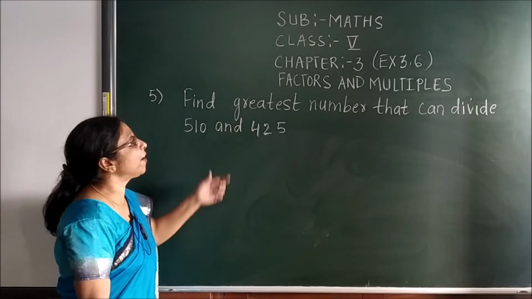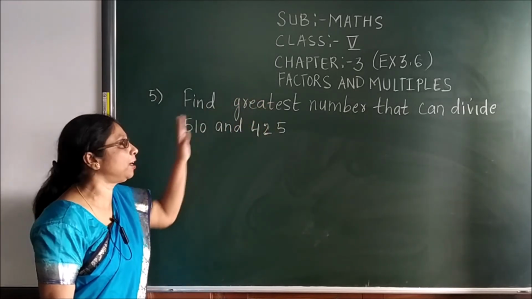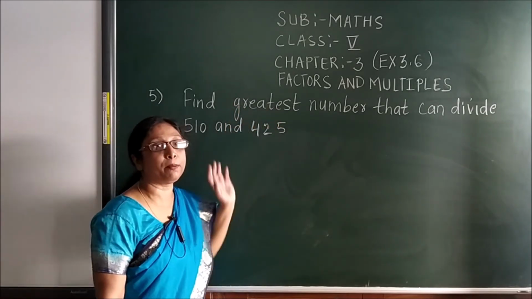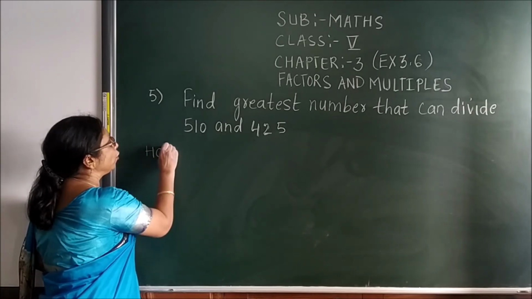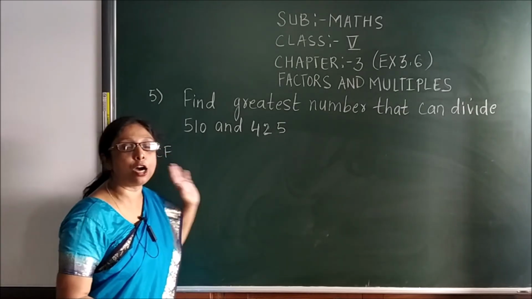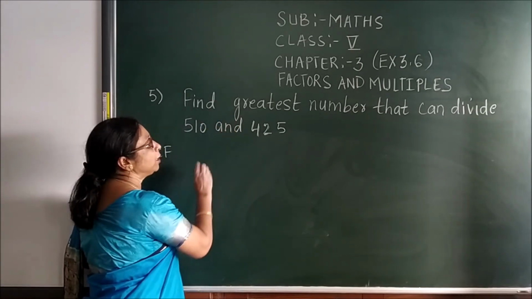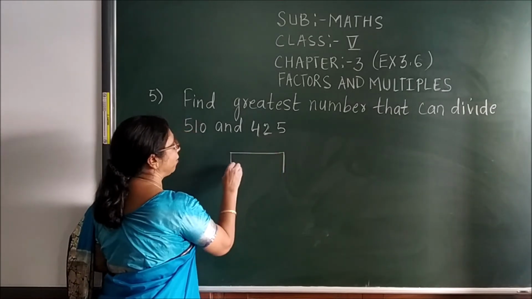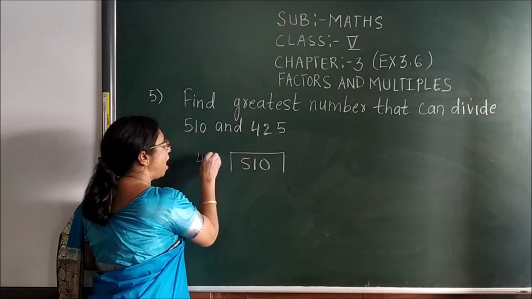Now your word "greatest" is written, children. Greatest means HCF. Directly you can see what it represents. Greatest number means you have to find the HCF. When you have to carry out HCF in a word problem, you will use only the long division method. Okay? So what is the long division method? In the long division method, you will write the big number inside and the small number outside.